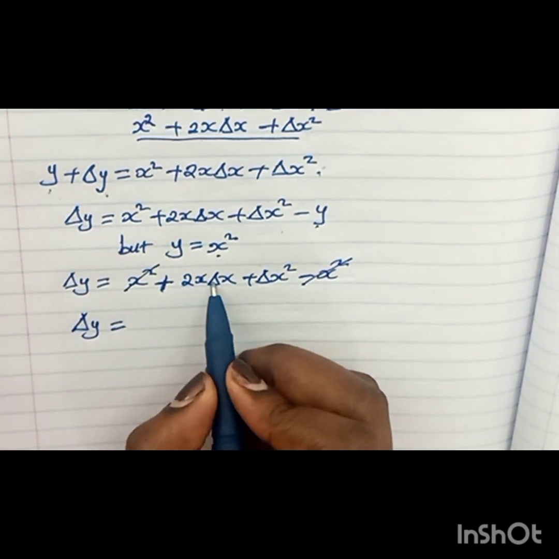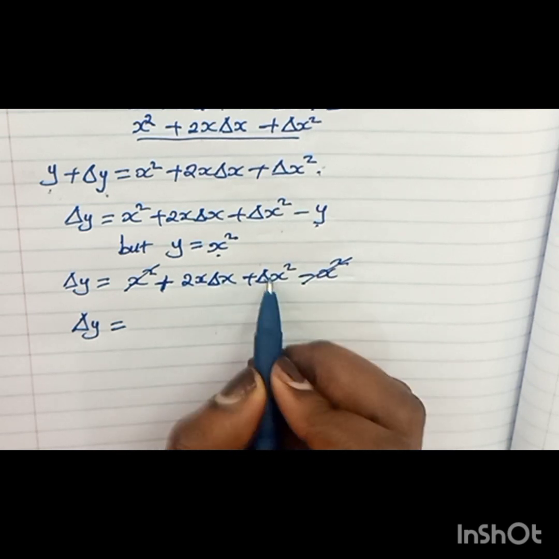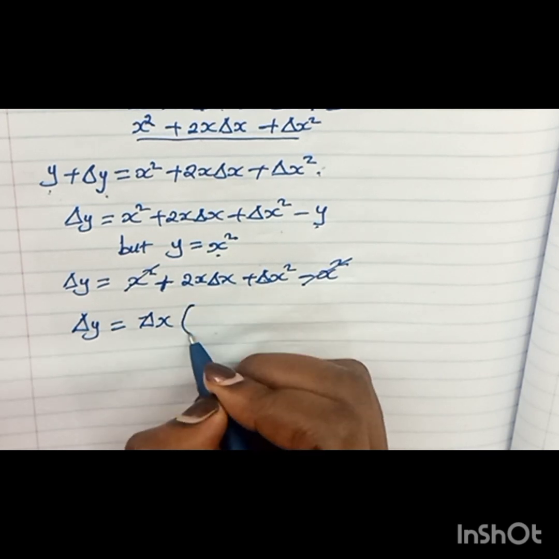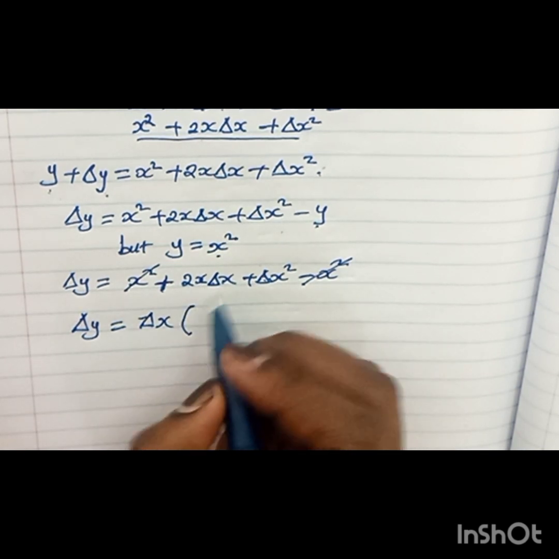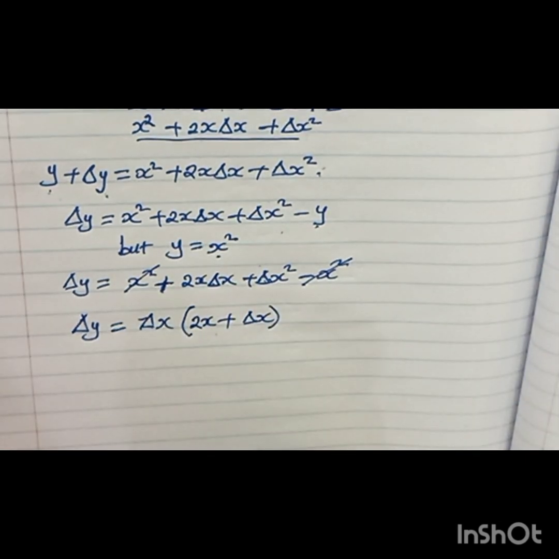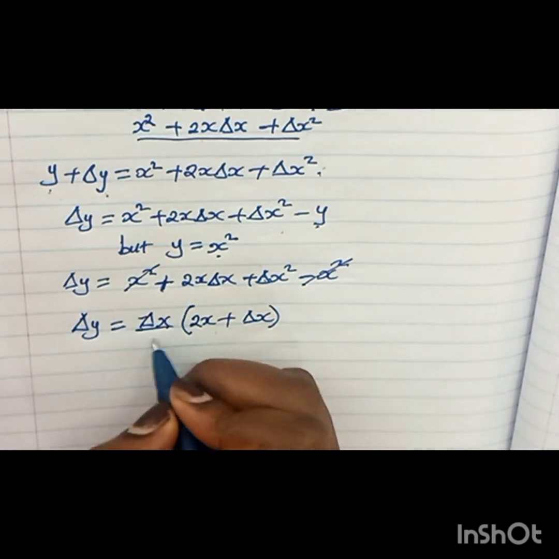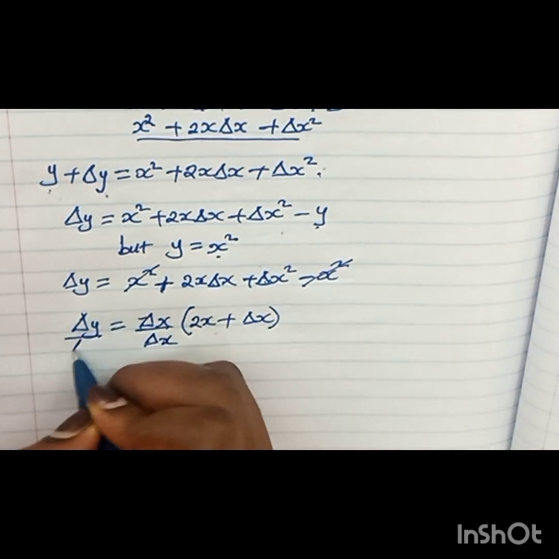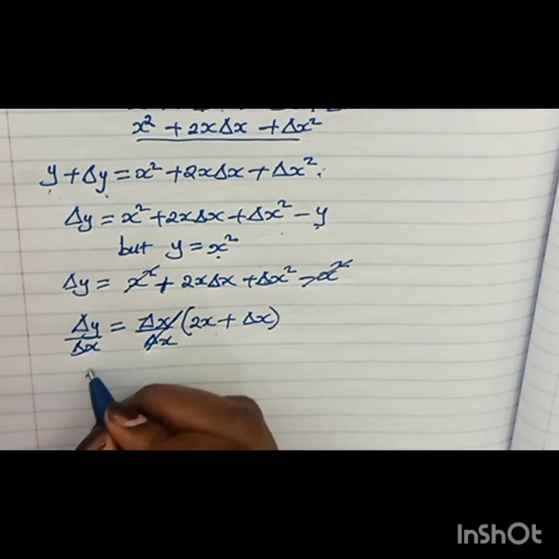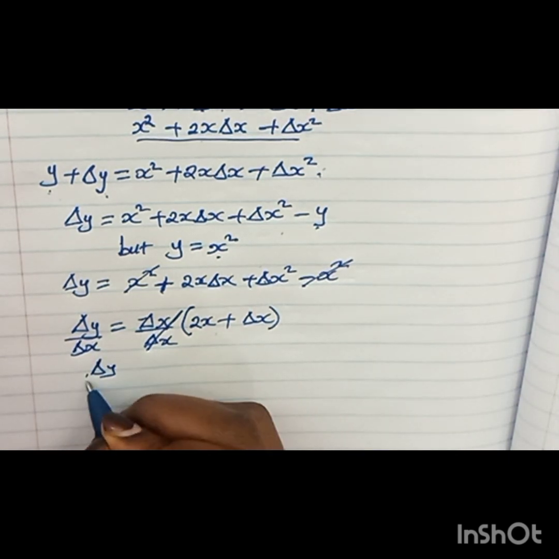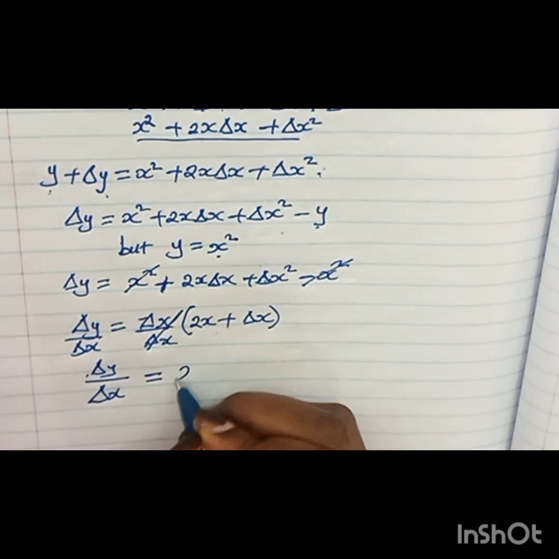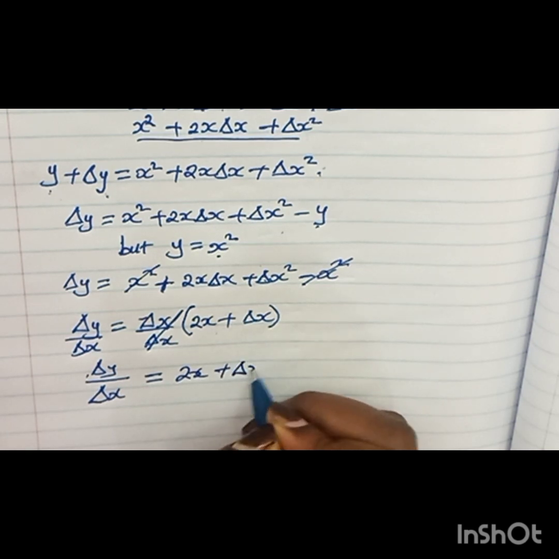So you find that for these two values, change in x is common. I will have change in x, which is common, and I factor it outside the brackets, and here remain with 2x plus change in x. That's what we have. Then from there, I can divide all through by change in x, so that this one will cancel out. So my change in y over change in x is equal to 2x plus change in x.